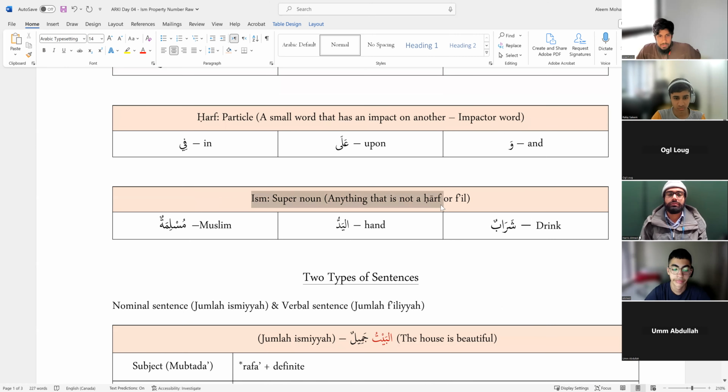Now, in terms of nouns, one example here would be muslima, right? Muslimatun, which would translate to Muslim, but you guys tell me, is that a female Muslim or a male Muslim?